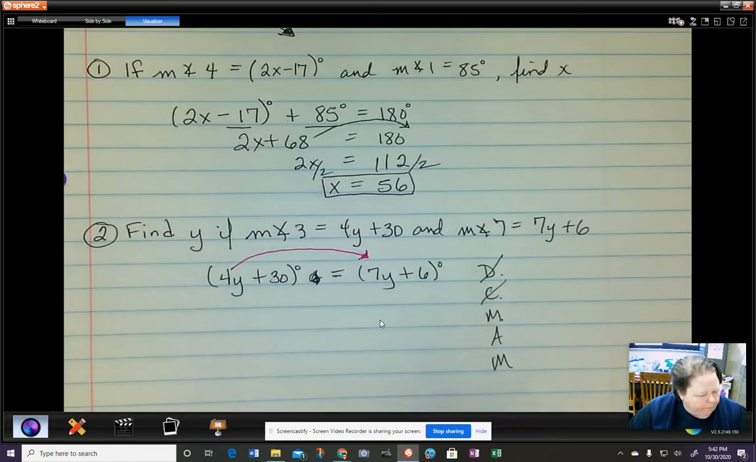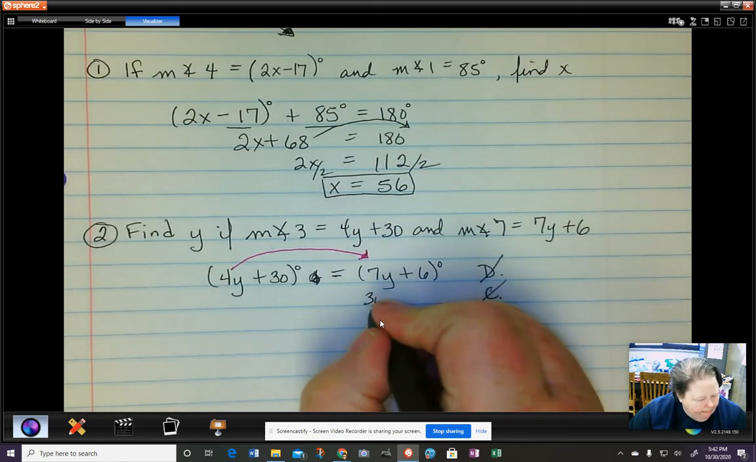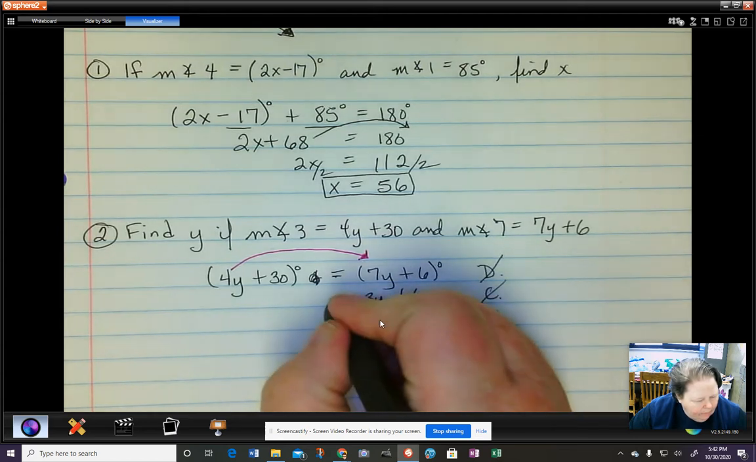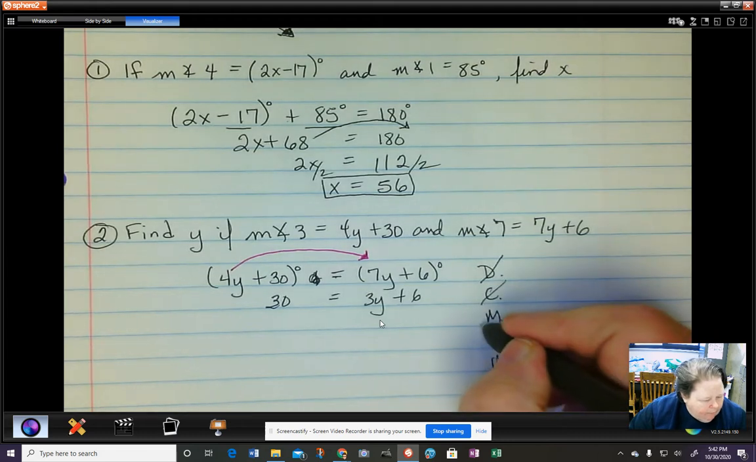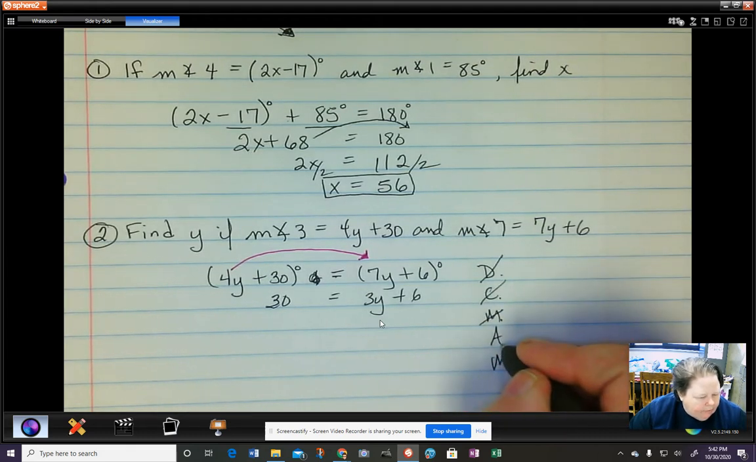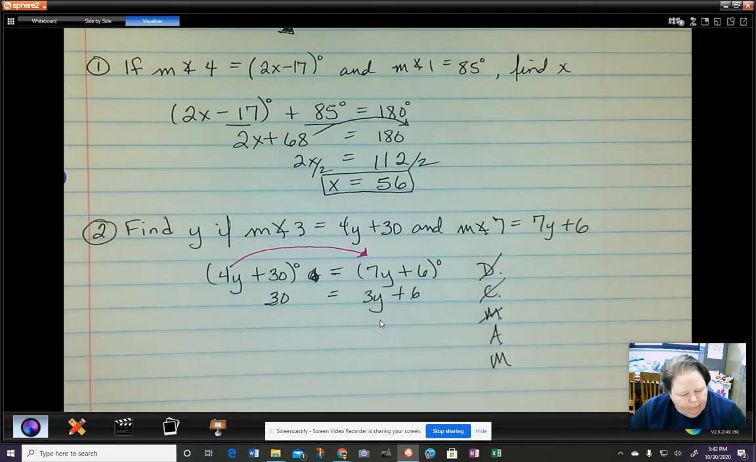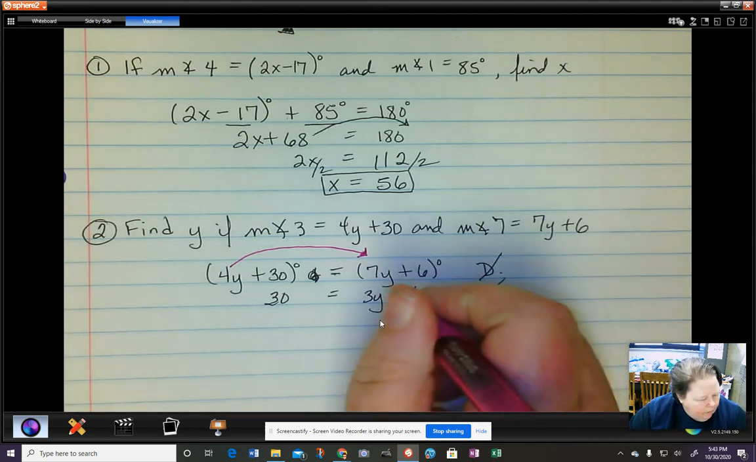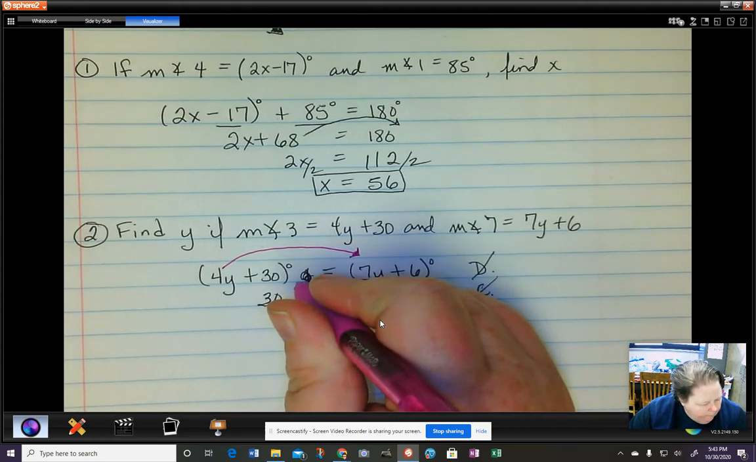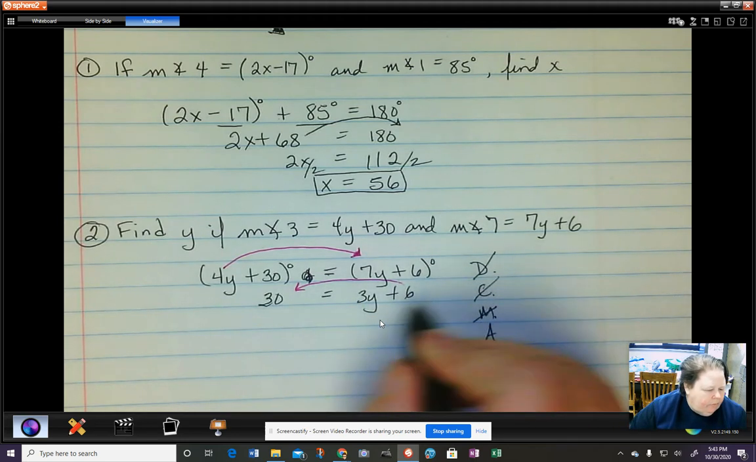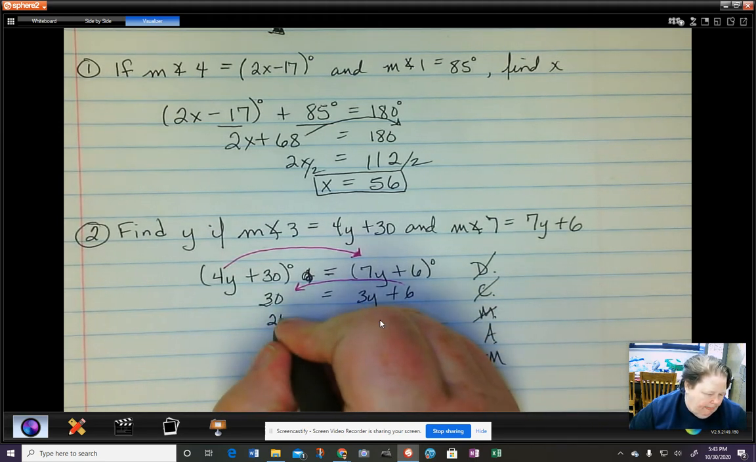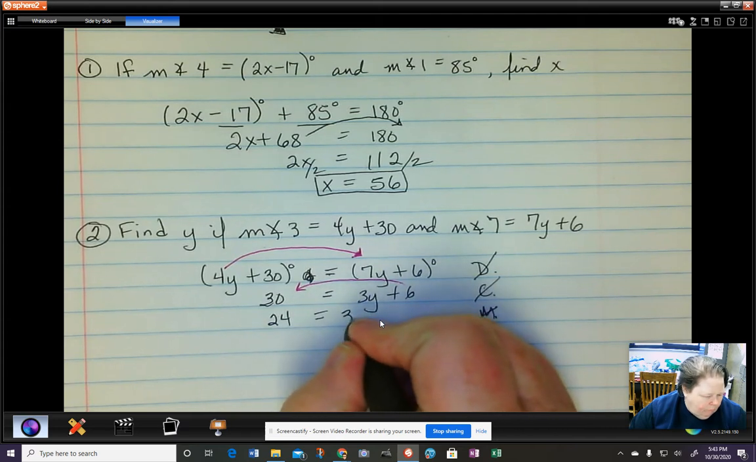So then I have 3y plus 6 equal to 30. So now I did my move. Add or subtract. I'm going to move my 6 to the left, and I'm going to subtract 6. So that would be 24 equal to 3y.